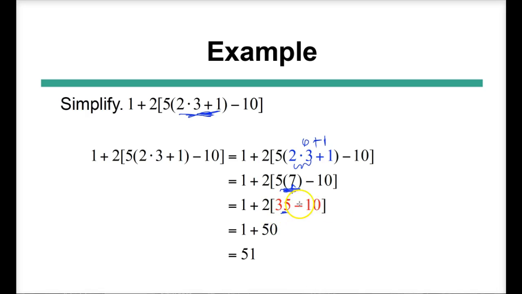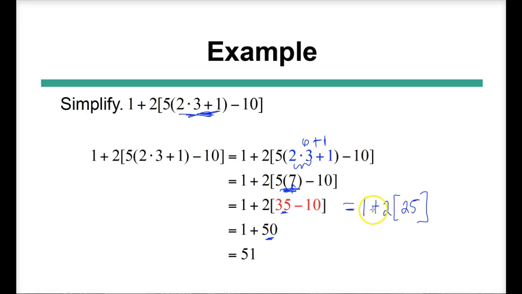And then from here, this is not written, but the next step would be 1 plus 2 times, and we know that 35 minus 10 is going to be 25. And then, of course, from here, 2 times 25 is 50. And then after that, we just add 1 to that, and we get 51.